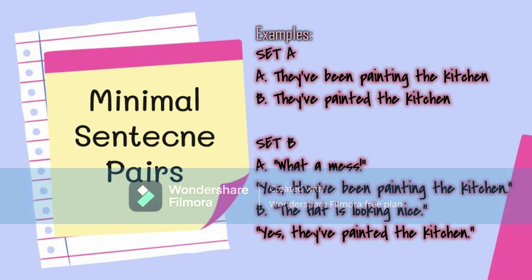Set B: what a mess. Yes, they've been painting the kitchen. The flat is looking nice. Yes, they've painted the kitchen. So, on the other hand, the difference in meaning starts to unravel with a little bit more background.